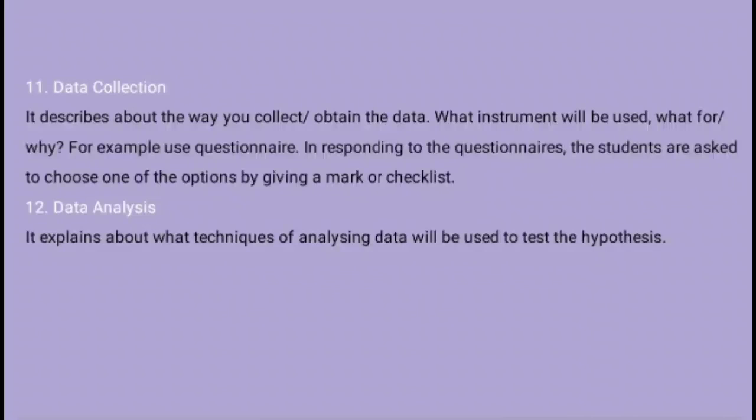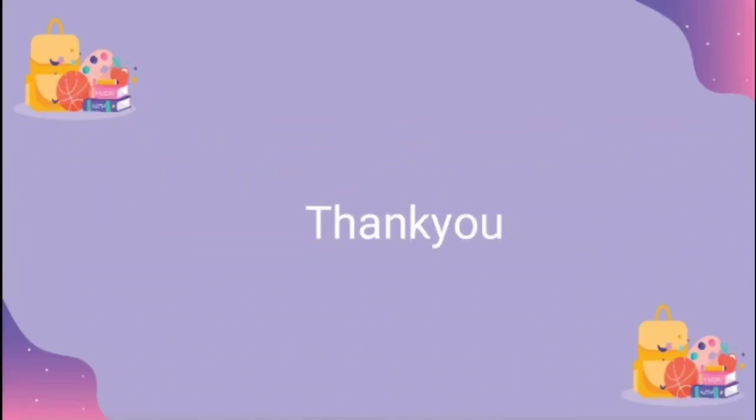And then the last, it's about the data analysis. It explains what techniques of analyzing data will be used to test the hypothesis. For example, the research is analyzed by using the Pearson correlation coefficient to determine and find out the correlation between students' motivation in learning speaking and their speaking skills. Pearson correlation coefficient is one technique that is usually used to find out the significance of correlation between two variables.